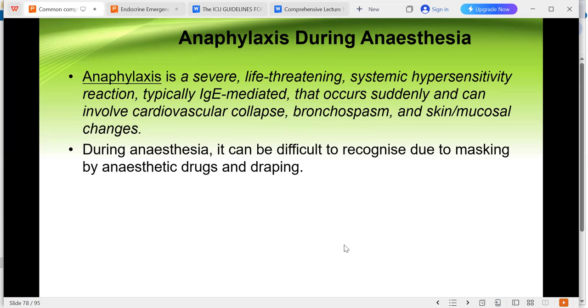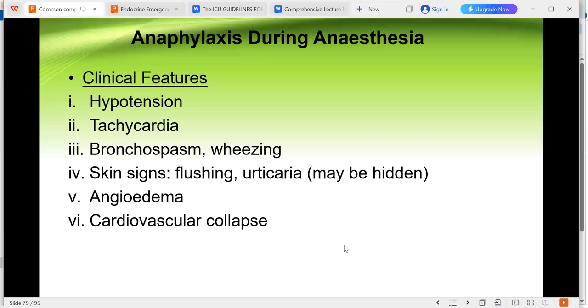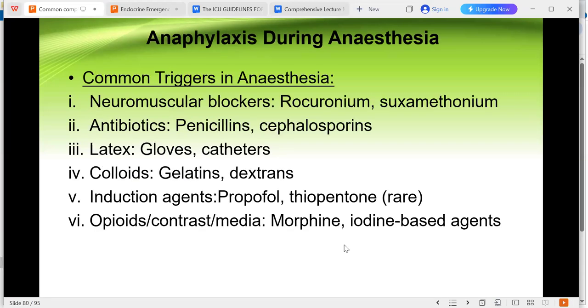It is a severe life-threatening systemic hypersensitivity reaction, typically mediated by IgE, and occurs suddenly and can involve cardiovascular collapse, bronchospasm, skin or mucosal changes. Know that it can be very difficult to recognize during anesthesia due to the effect of your drugs and the drips. So when you have sudden hypotension, bradycardia, bronchospasm after you give a medication, you must suspect anaphylaxis.